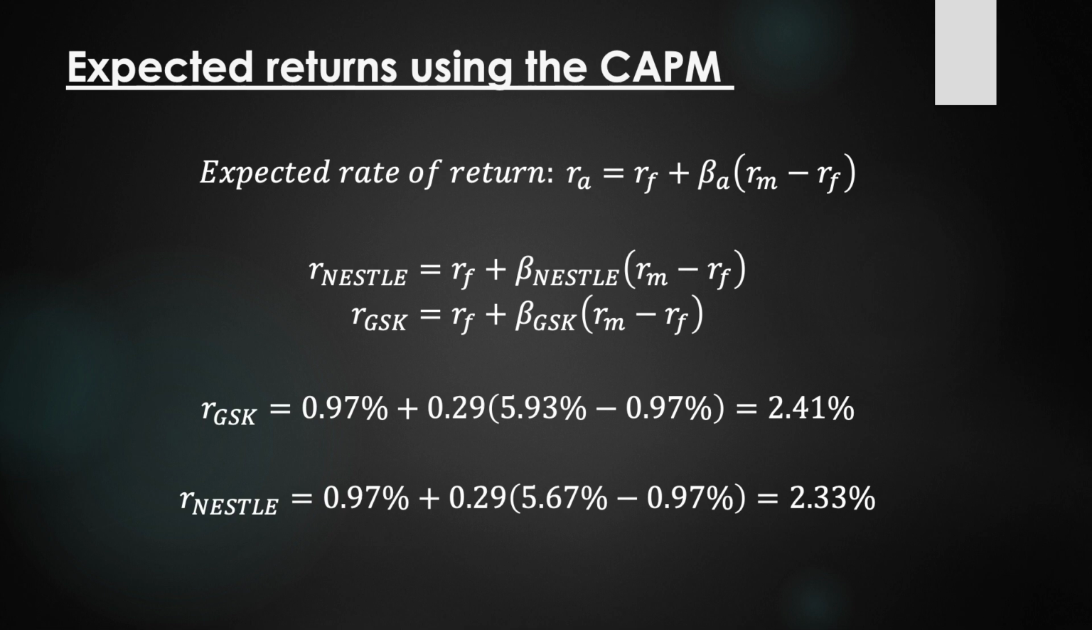Although the two stocks trade in different markets, GSK on the London Stock Exchange and Nestle on the SIX Swiss Exchange, they both have similar expected returns. However, both expected returns are lower than their respective market returns. This makes sense because both have a low beta. A beta lower than 1 means that the two firms have lower return than the market but also lower risk than the market.